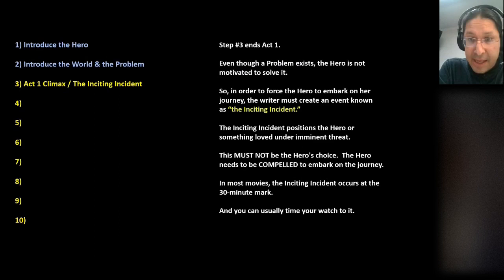Step 3 ends Act 1. Even though the problem exists, the hero is not motivated to solve it. So in order to force the hero to embark on her journey, the writer must create an event known as the inciting incident. The inciting incident positions the hero, or something loved, under imminent threat. This must not be the hero's choice. The hero needs to be compelled and forced to embark on the journey. If you want the emotional power, it cannot be a choice. They have to go on the journey. In most movies, the inciting incident occurs at the 30-minute mark, and you can usually time your watch to it.